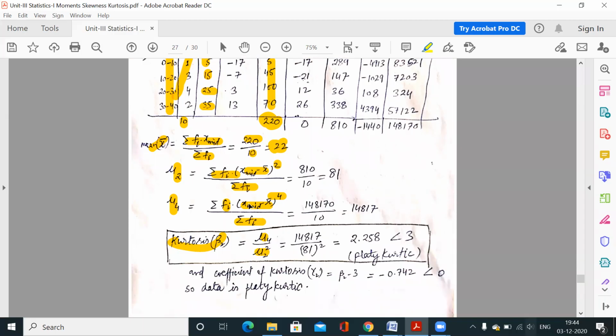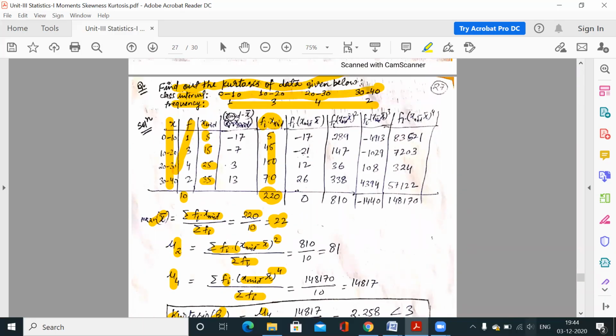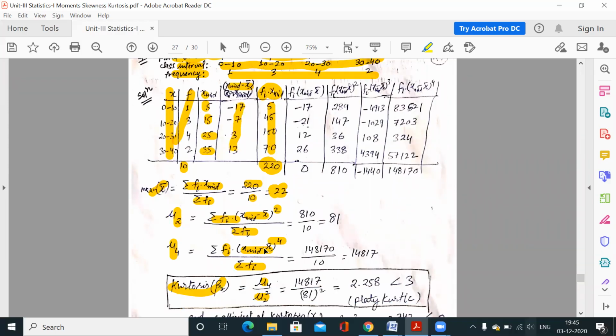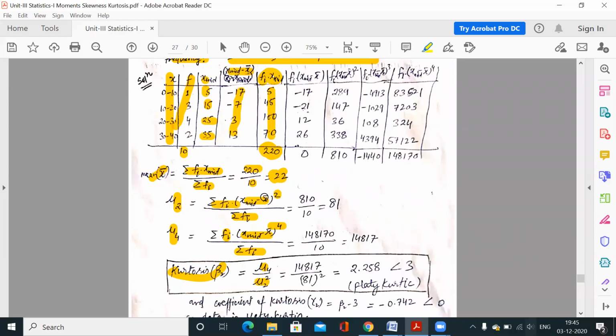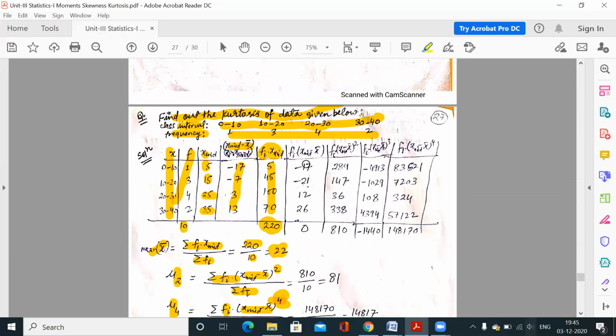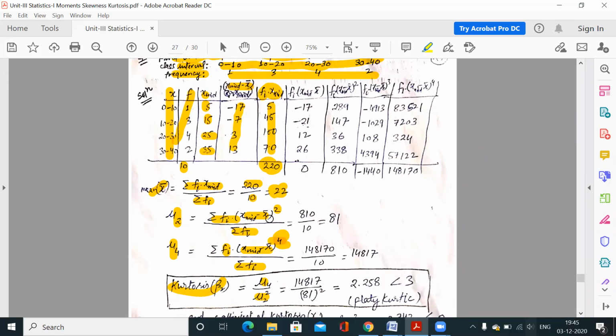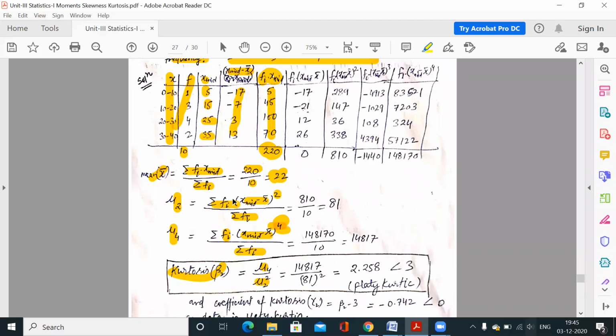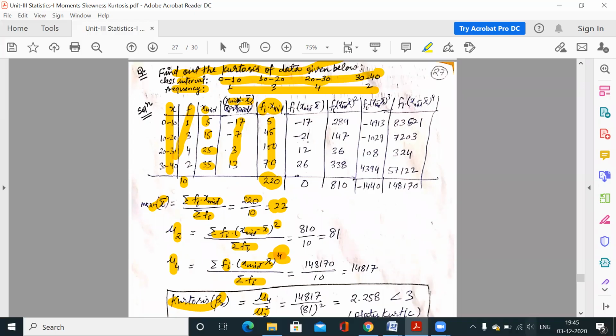Now we need to calculate X mid minus X bar. X bar is 22, so X mid minus 22: 5 minus 22, 15 minus 22, 25 minus 22, 35 minus 22. These values. Now we need to calculate the square of these values and the fourth power of these values. Here I have directly multiplied the square of this into Fi. So this is X mid minus X bar, and Fi into the square of this.